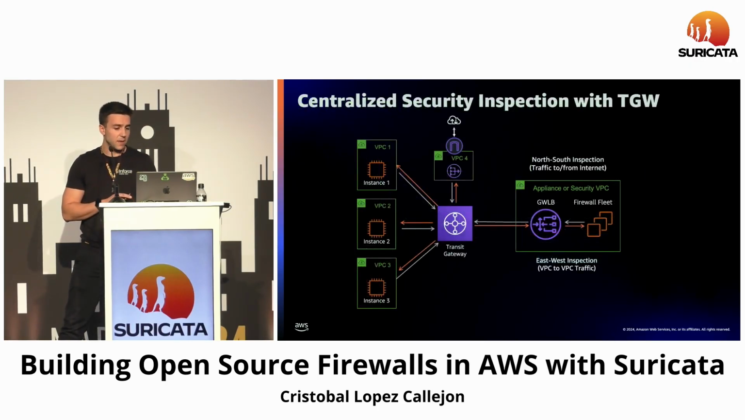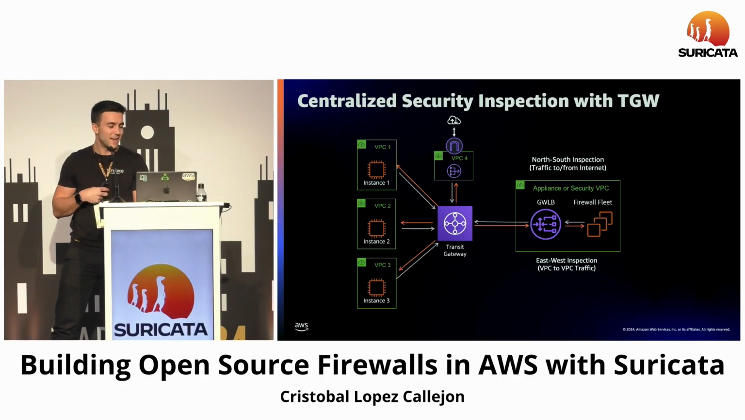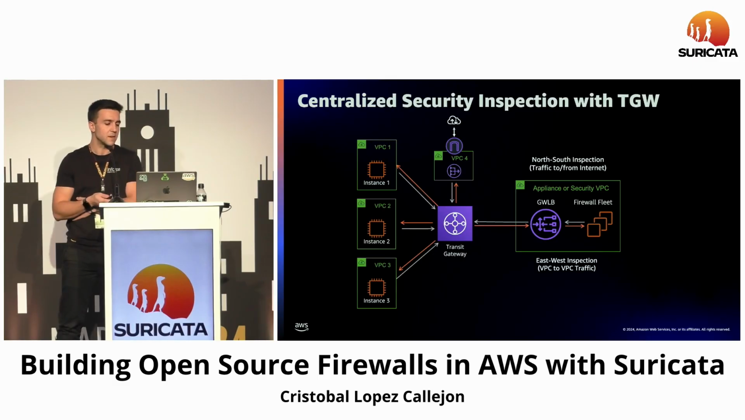So now, as I was saying, we can have this centralized security inspection with Transit Gateway, and we end up with a picture like this, in which we can have VPC 1, 2, 3, as many as we want, scaling with our business needs. And we have this central piece, which is the Transit Gateway, and we have the central inspection, which is the Gateway Load Balancer plus the firewall fleet, and we can have both north-south inspection and east-west traffic inspection. And we can even have this outbound internet access within the appliances VPC, for example, or we can even have a separate VPC for that.